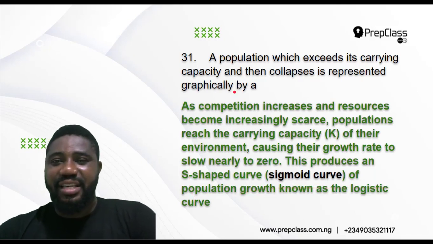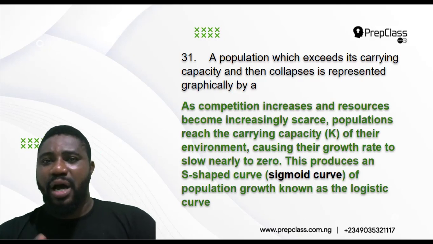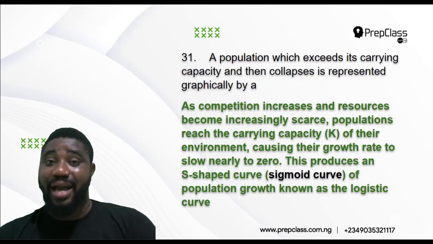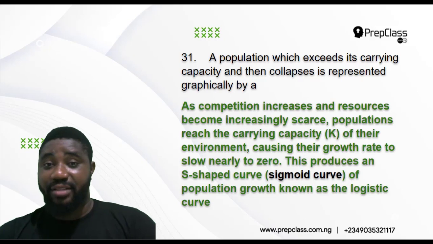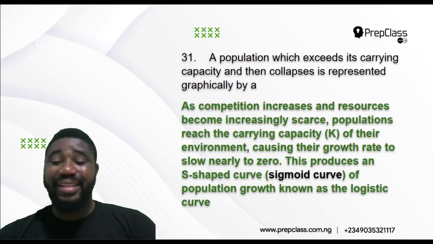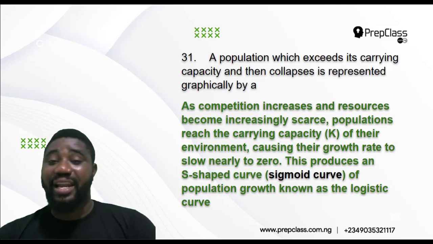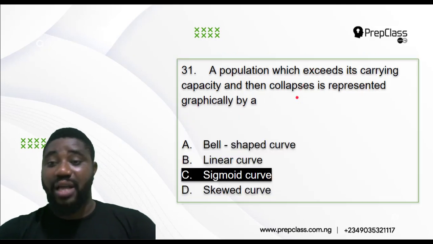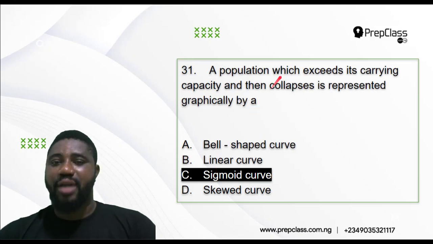Now, carrying capacity can be defined. We defined it in the last video as the maximum number of living organisms that an environment can hold or sustain, considering the nutrients, space, food, and water available in that environment. When the population exceeds its carrying capacity, organisms will start dying or leaving the environment, and that will show as a drop, giving you a kind of sigmoid curve. So the correct answer to that question is sigmoid curve.